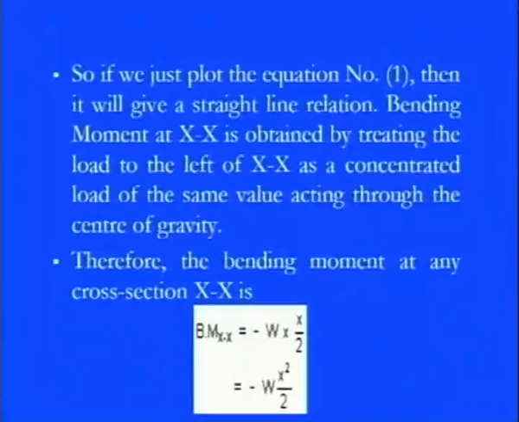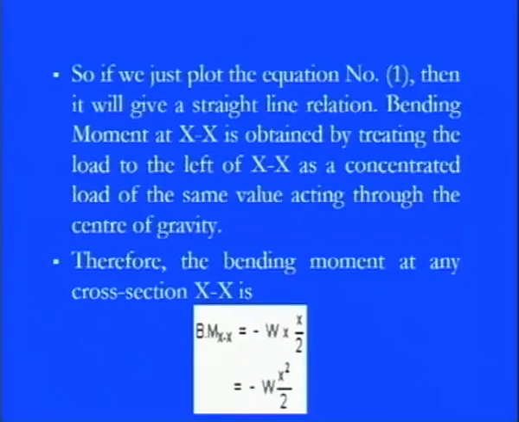So, you see here again, if we want to plot the shear force at the x-axis section, it is minus W into x, or at 0 it is minus WL, which will clearly give you a straight line relation. And the bending moment at the x-axis section is obtained by simply treating the load to the left. Always, you see, this bending is coming from the left, which is the free end, and it will tend to move towards the downward direction.